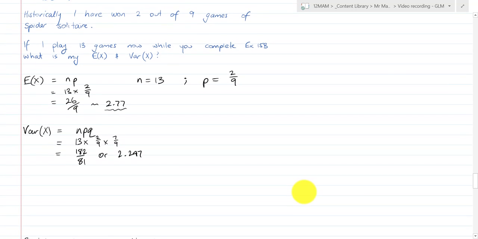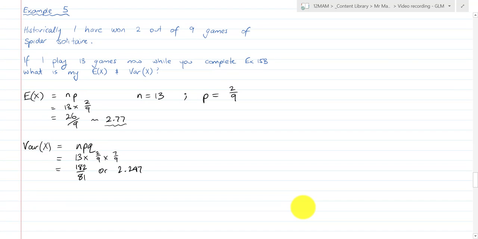Now the variance of course measures spread. So you might have to do a comparison between two distributions by talking about one having a higher variance, and therefore being more spread out.